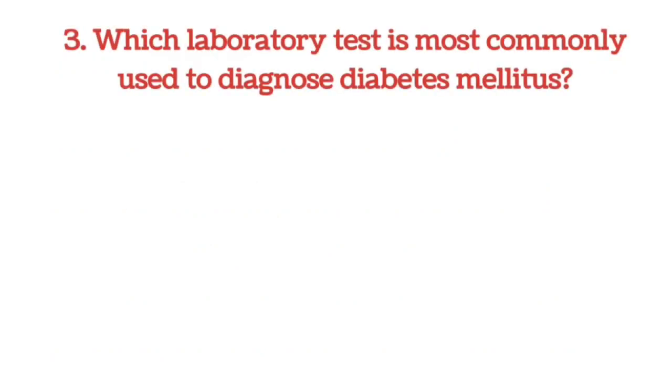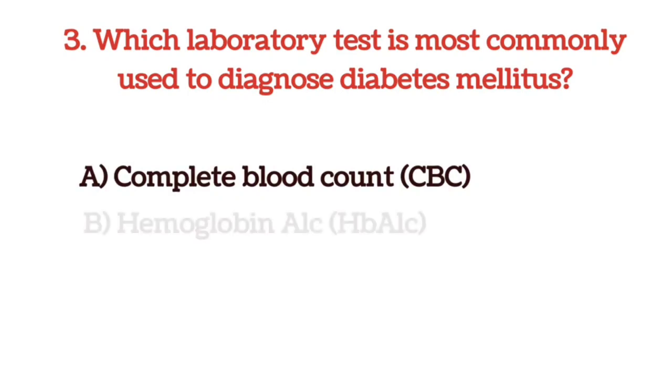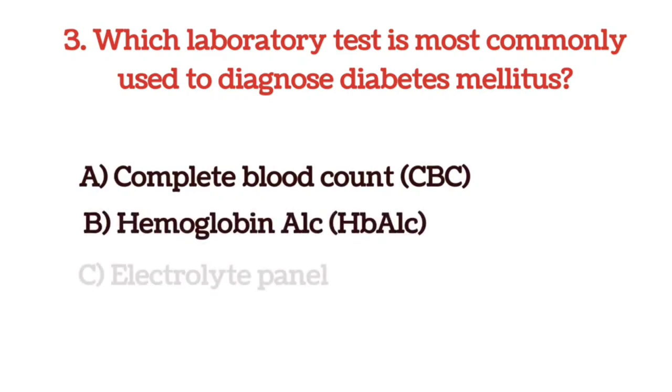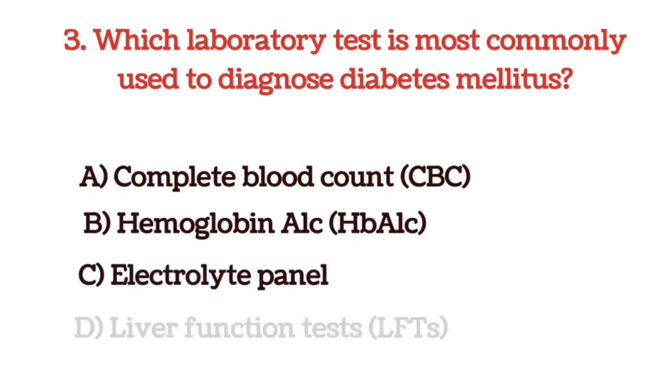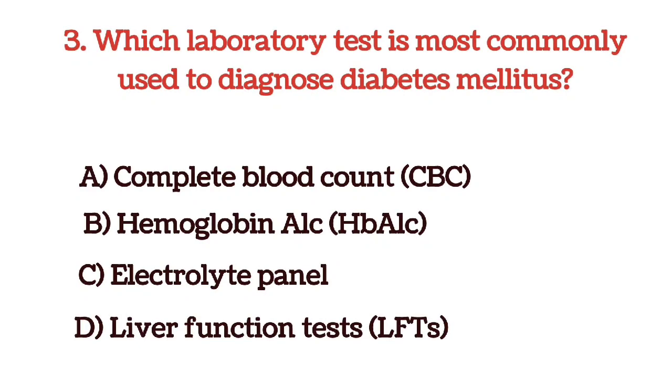The next question. Which laboratory test is most commonly used to diagnose diabetes mellitus? The options are complete blood count, CBC; hemoglobin A1C; electrolyte panel; and liver function test, LFT. And the answer is option B, hemoglobin A1C, HbA1c.